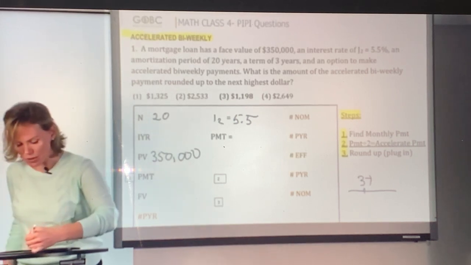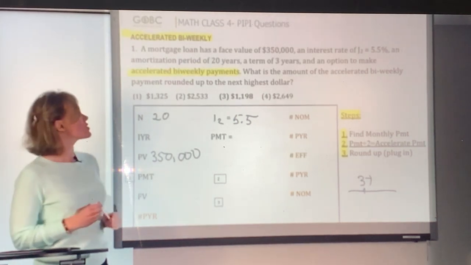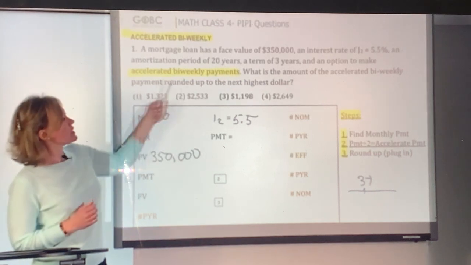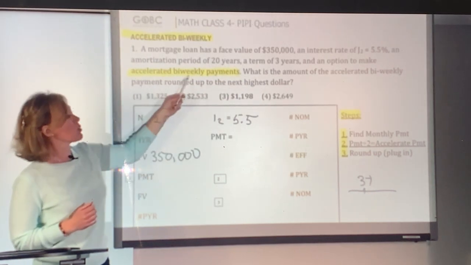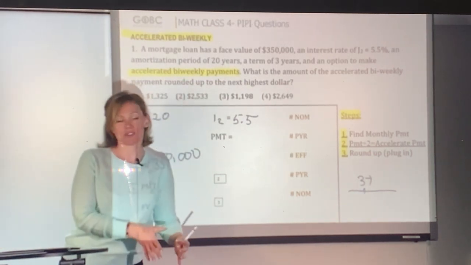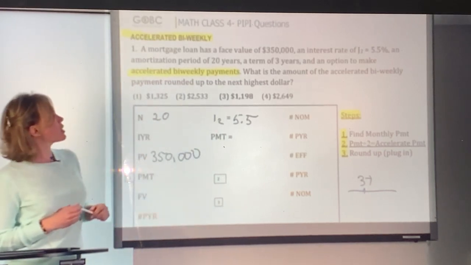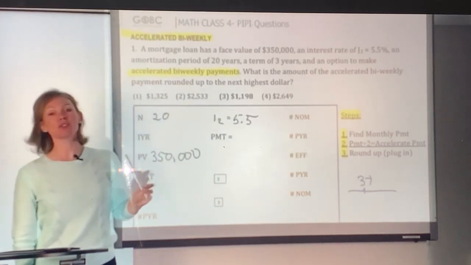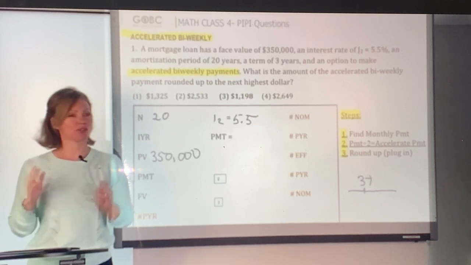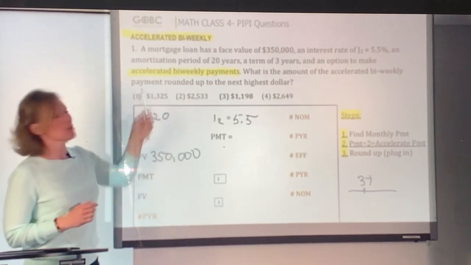So this is going to be your keywords when you're going to do these questions on the exams. When they're referring to that they give you that option to make the accelerated biweekly payments, that means the lender lets you pay off your mortgage faster. What is the amount of the accelerated biweekly payments rounded up to the next higher dollar? That's what we're looking for. This is the basic question. All they're asking you is to find the payment and show them how much it's going to come up to.